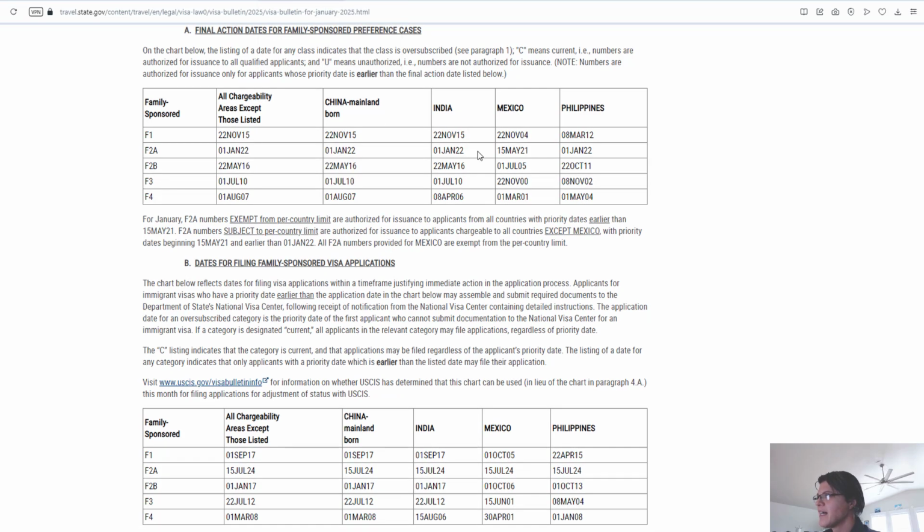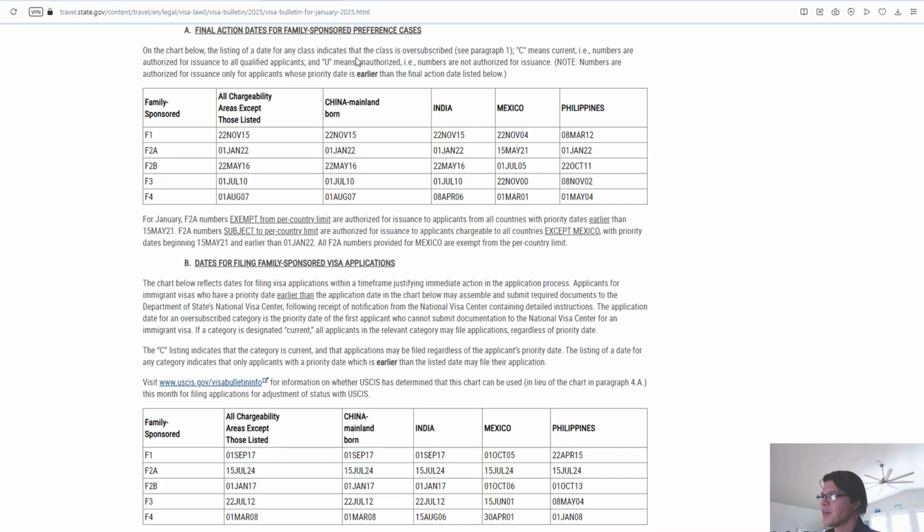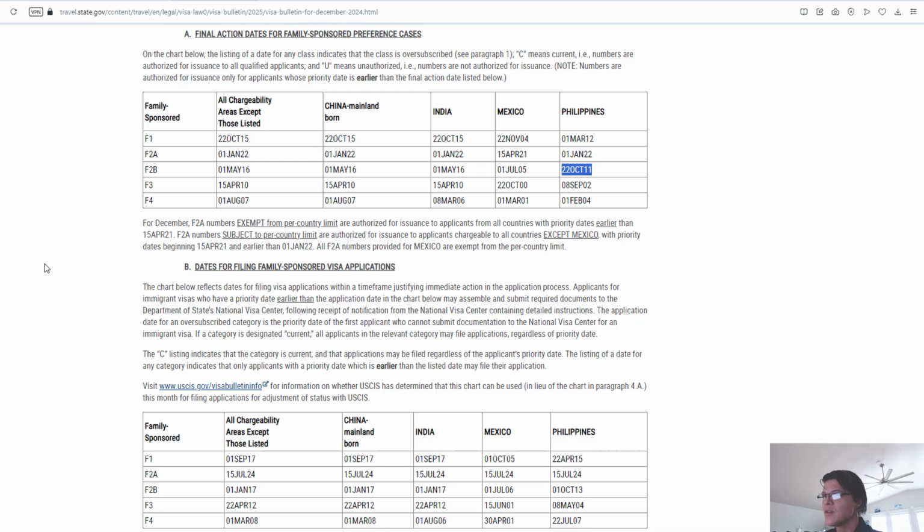For Mexico, we have no movement at all. July 1st, 2005. Mexico is quite behind on F2B category. And the Philippines, we have 22nd of October 2011. And the same thing in January. So no movement between December and January, unfortunately, for Mexico and Philippines. Let's move on to the next one, the F3 category.